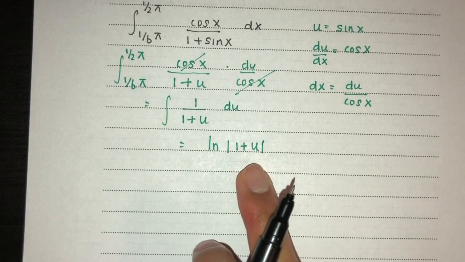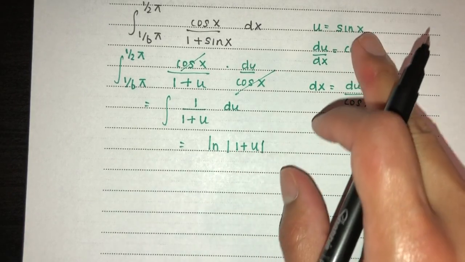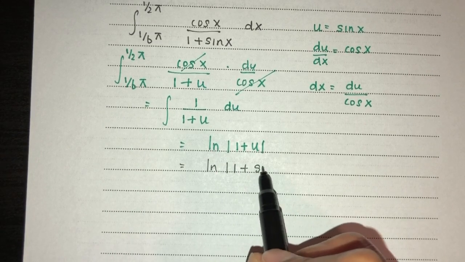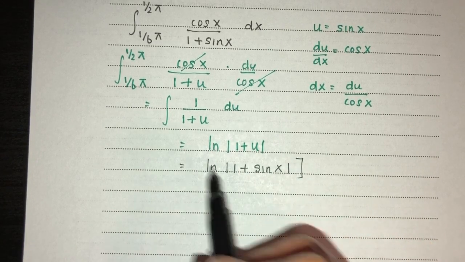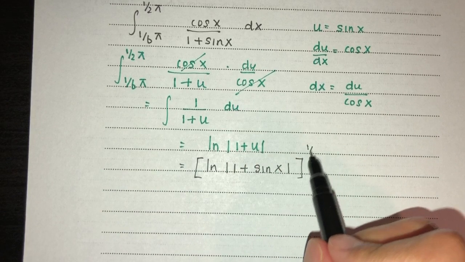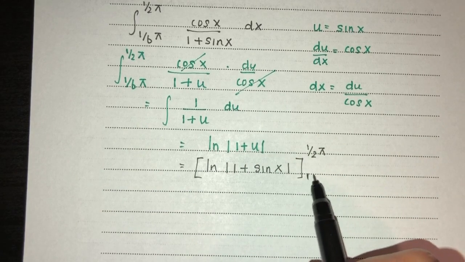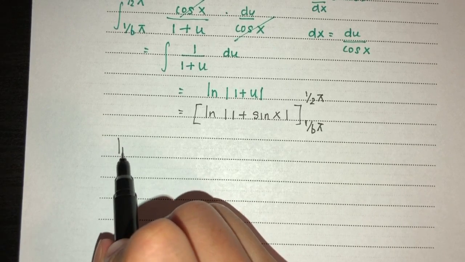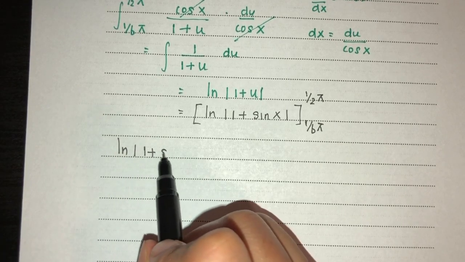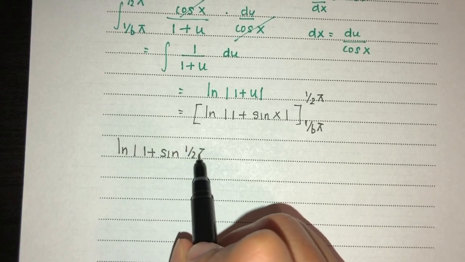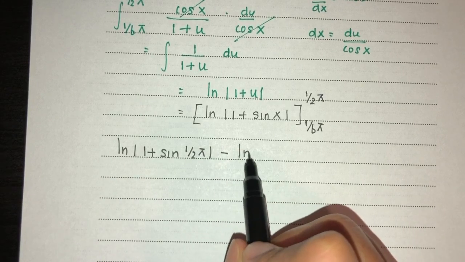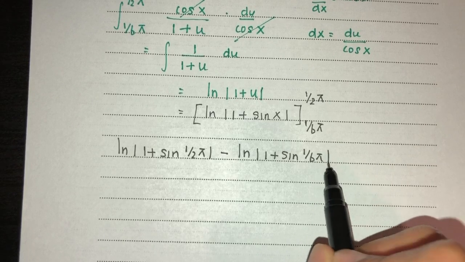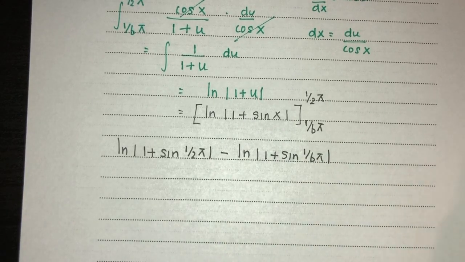But now the thing is we have to replace back the value of u by sin x. So you have ln of 1 plus sin x, and your limits have to be back the same, which is half of pi and 1/6 of pi. Now we can solve this. We have ln of 1 plus sin of half pi minus ln of 1 plus sin of 1/6 pi. Okay, let's solve one by one.